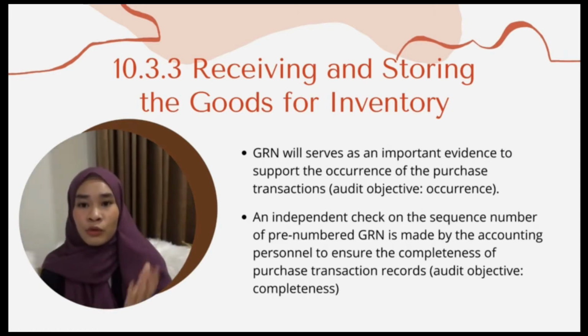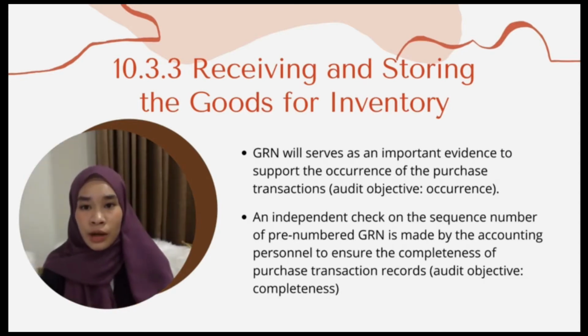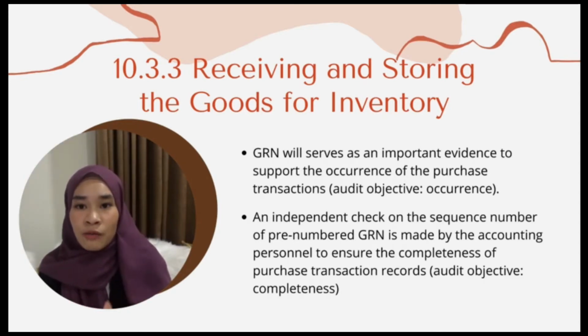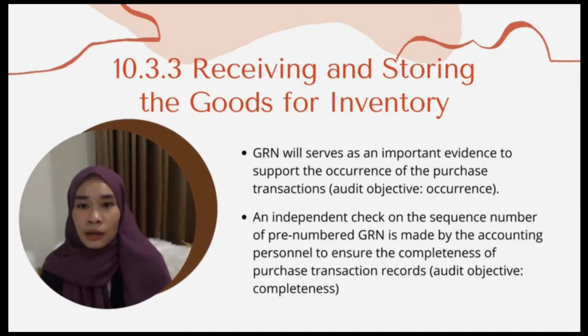An accounting personnel will perform an independent check on the sequence number of pre-numbered GRN to ensure the completeness of the purchase transaction. They will then refer the GRN according to the invoice that have been sent by the supplier to the accounting department. As for the storekeeper, they will store the goods in the warehouse away from the unauthorized entity, and also the damaged goods that have been sent by the supplier will be returned back.